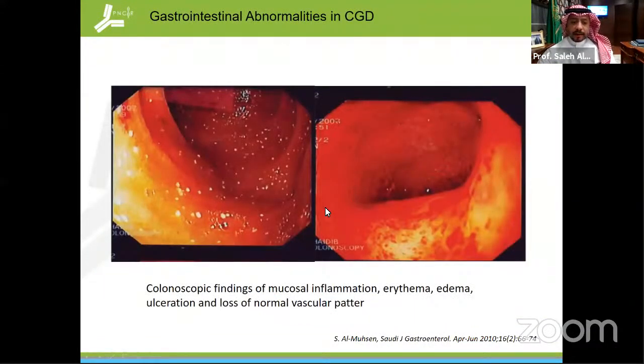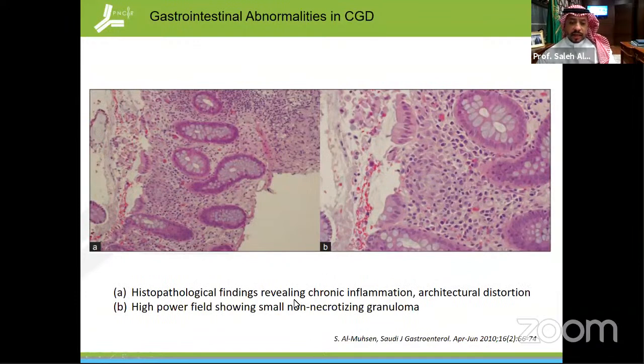Here are the endoscopic and colonoscopic findings of patients with mucosal inflammation, erythema, and edema in patients with CGD, and you are in a better position actually to describe it. Again, here is the histopathological finding for patients with CGD. And you can see that there is chronic inflammation, there is a distortion of the architecture of the colon, and the high power field shows the granuloma very clearly. You can see it here.